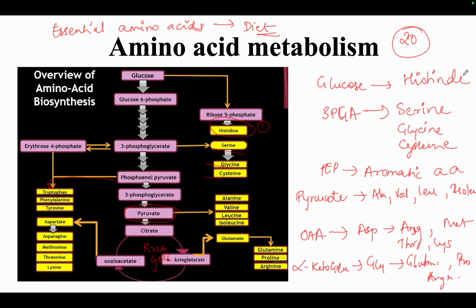So these are all the non-essential amino acids. So we have tyrosine, which is missing, okay. So tyrosine is the essential amino acid, and that has to be taken up from the diet.